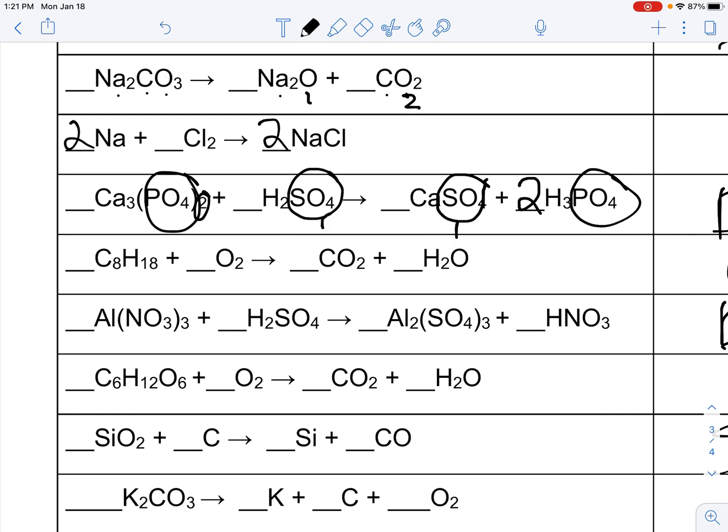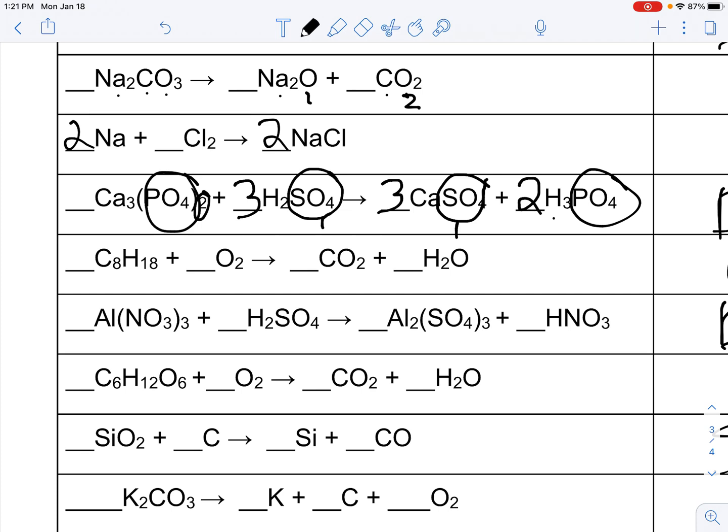Okay, so when I'm balancing, I'm treating SO4 like one item. Sometimes it's helpful to circle them like this. So over here I have 6 hydrogens, so I need a 3 here. That gives me 3 SO4s, so I need a 3 there. That gives me 3 Cas, and so forth.